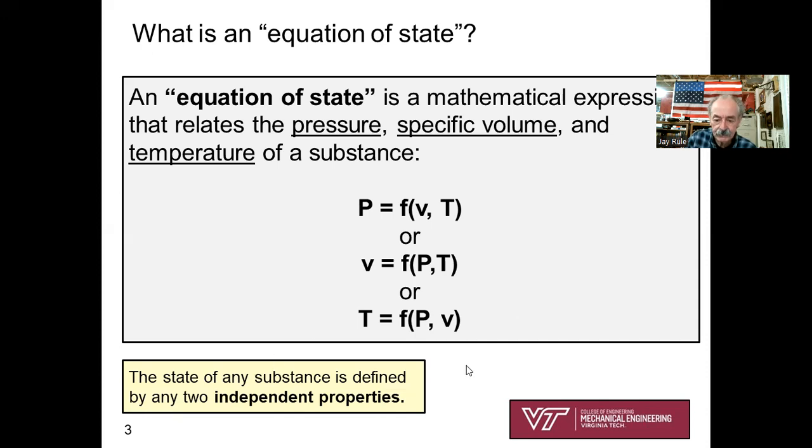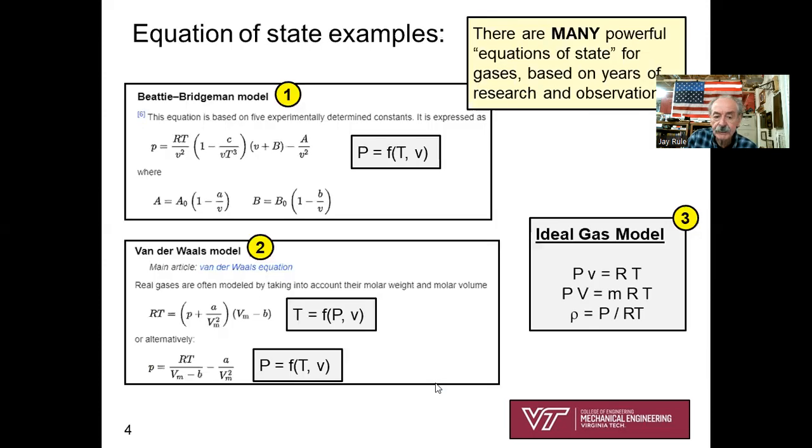To put it all together, the state of any substance is defined by any two of these three properties, any two independent properties. You have to be sure that the two properties you select numerically are independent of one another. Okay, I think you have a pretty good idea of what an equation of state is.